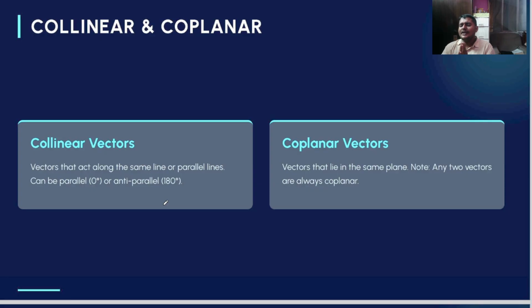Now coming to collinear and coplanar vectors. Collinear vectors are those vectors which act along the same line or along parallel lines. They can be parallel, meaning 0 degrees, or anti-parallel, meaning 180 degrees. Now coming to coplanar vectors, all the vectors that lie in the same plane are called coplanar vectors. Coplanar means the plane should be the same. From the name we are getting this. Any two vectors are always coplanar vectors.